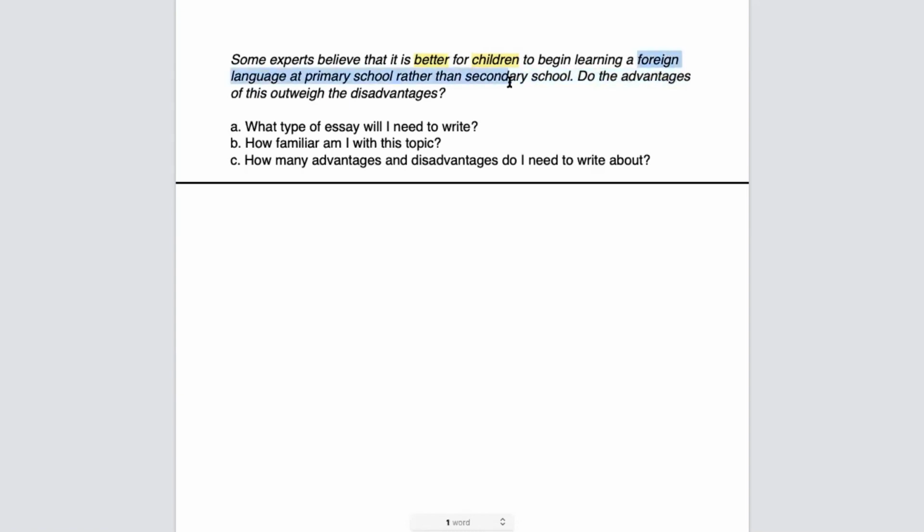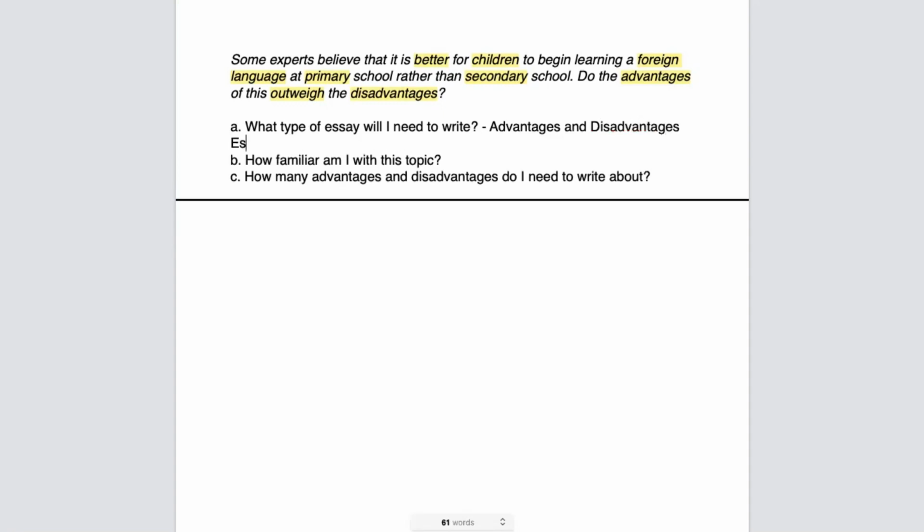And this is important because it talks about the subject that we're going to be thinking about. So foreign language at primary school rather than secondary school. So these are the 2 varying points of the question. And of course, do the advantages outweigh, very important word, the disadvantages? Okay, so what type of essay will I need to write? This is very clearly an advantages and disadvantages essay.